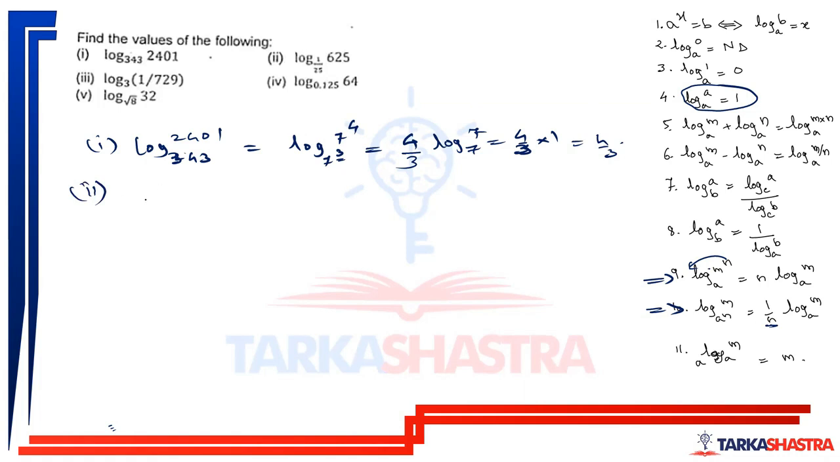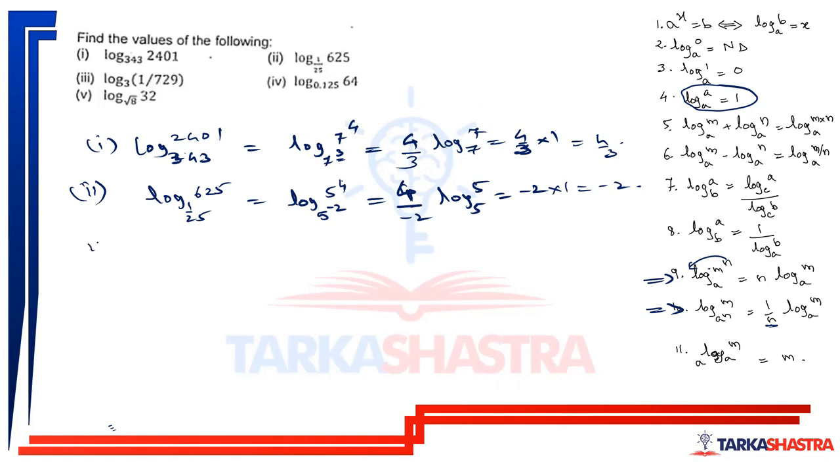Second question, log 625 to the base 1 by 25, which is log 5 to the power 4 and 5 to the power minus 2. Similarly, this 4 will come out and this minus 2 will come out, and this will become log 5 to the base 5, which is 1. 4 upon minus 2 is minus 2 into 1, which is minus 2.